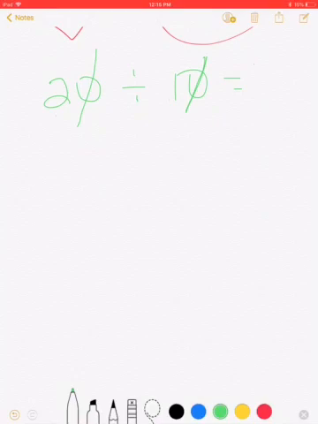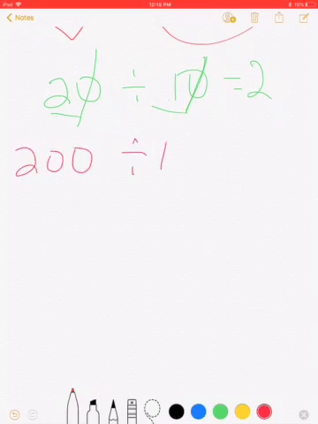Because 2 divided by 1 equals 2. All right, let's go to another example here. What if I had 200 divided by 10?